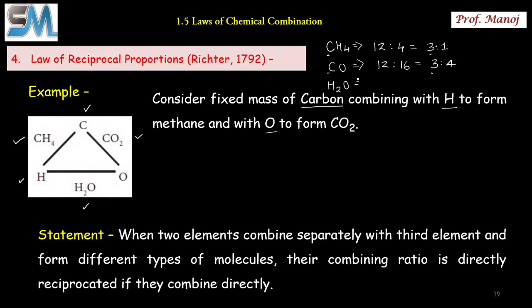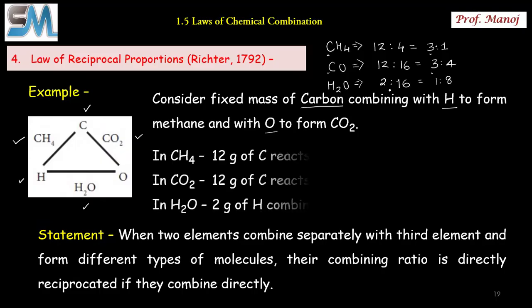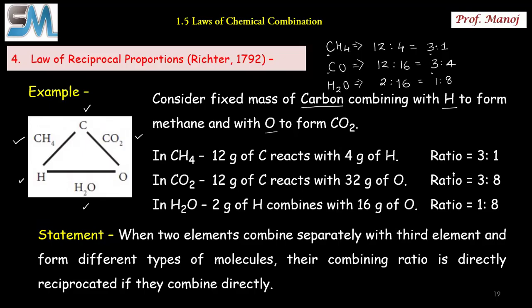Water is going to combine this way. So hydrogen 2, oxygen 16. This ratio will be in the form of 1:8. So you can see the ratio they have taken. 12 gram of carbon combines with hydrogen, ratio is 3:1. Oh, I'm sorry, I made a mistake in calculation over here. I will just rectify it.